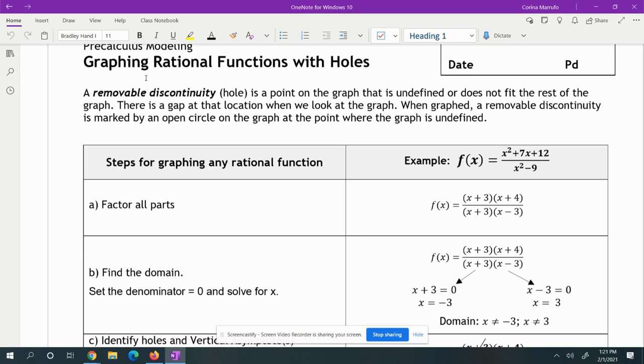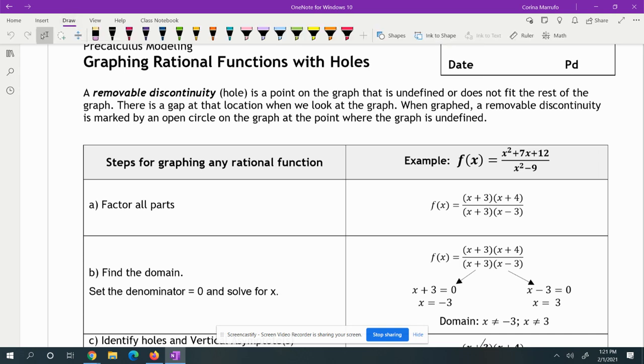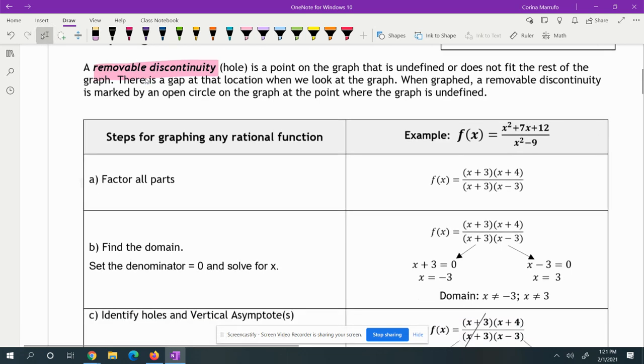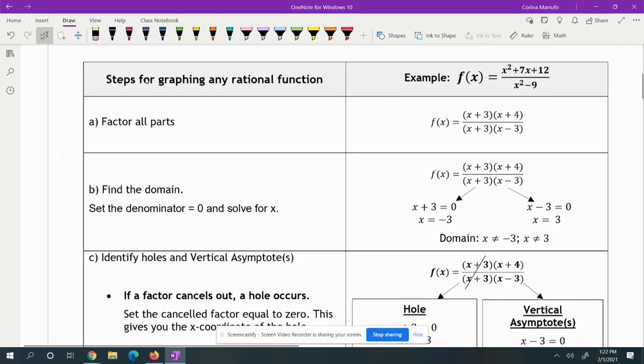So if we are looking here, we have a removable discontinuity. Okay, that's the fancy way to say a hole. Removable discontinuity. All right, go ahead and highlight here. It is a point on the graph that is undefined or does not fit the rest of the graph. There's a gap at the location when we look at the graph. When graphed, a removable discontinuity is marked by an open circle on the graph at the point where the graph is undefined. Okay, so we're gonna follow similar steps.